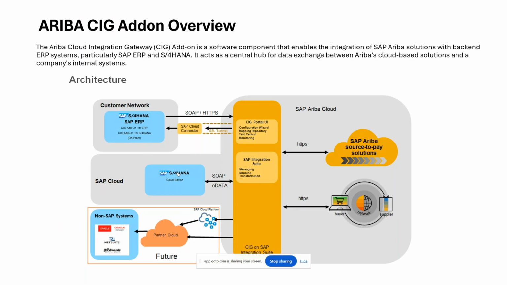But the standard, coming back to S/4 and on-premises ECCs, you have to install a specific add-on, which we call the Ariba CIG add-on, right? This can be downloaded from SAP Service Marketplace, SAP ME. There you have a section for downloading software. So you go there, select that software of Ariba CIG, and download it based on your SAP ERP. Whether it is S/4HANA or ECC, you have to select that.